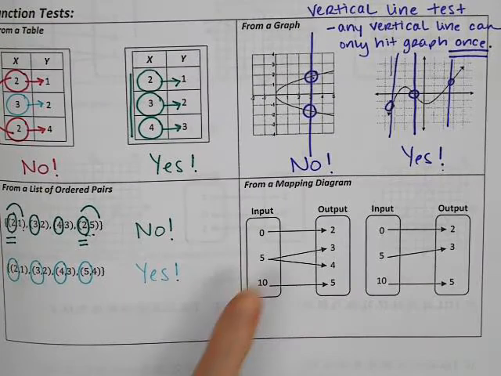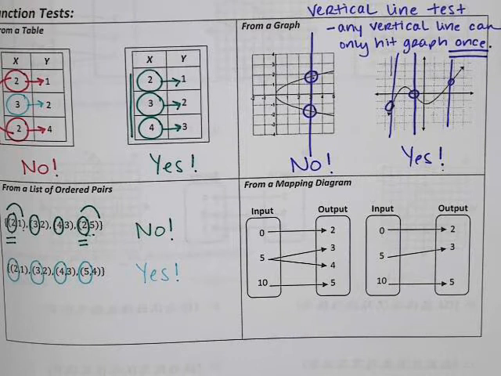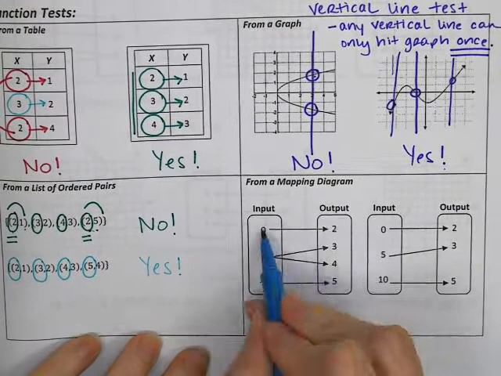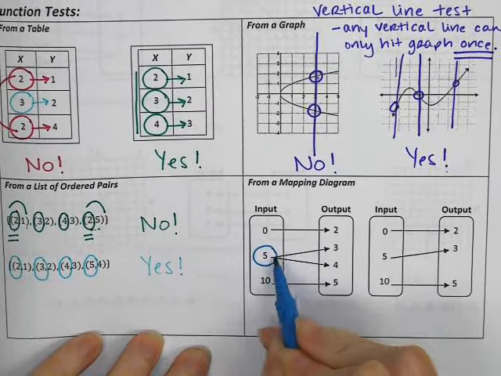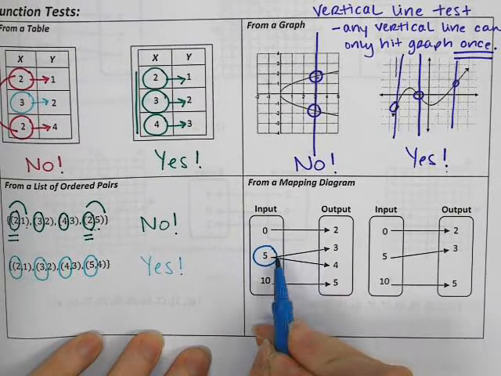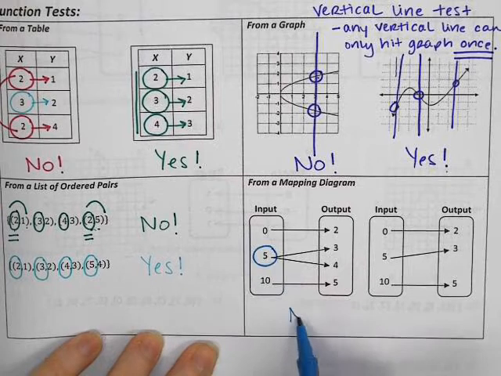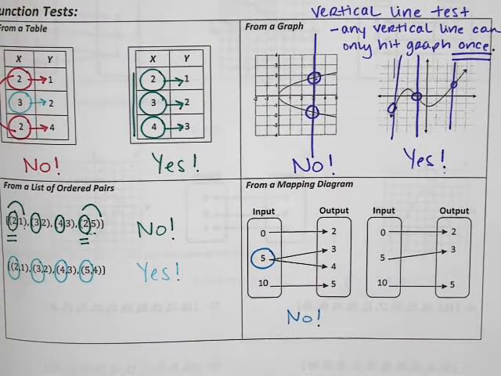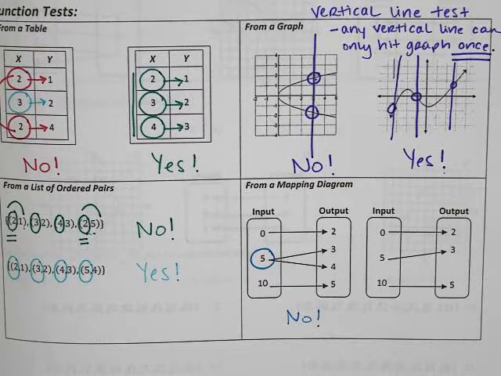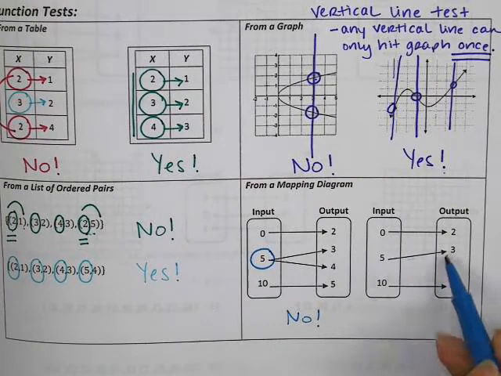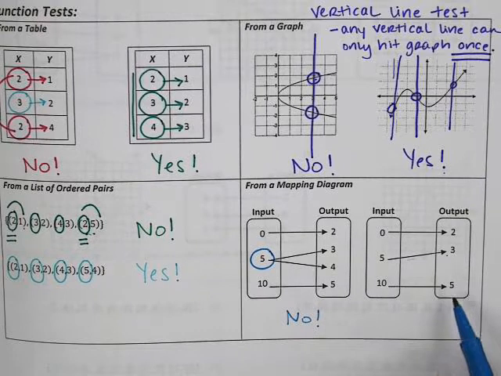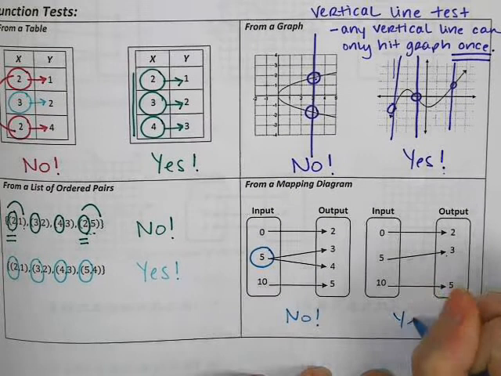And then from a mapping diagram, we look at the x's being faithful again. So the 0 only has one partner, but look at the 5. 5 is going to two different outputs. That means no. Remember, the x's have to be faithful. And then this one, let's see, there's no input that is going to multiple outputs, so that one is yes.